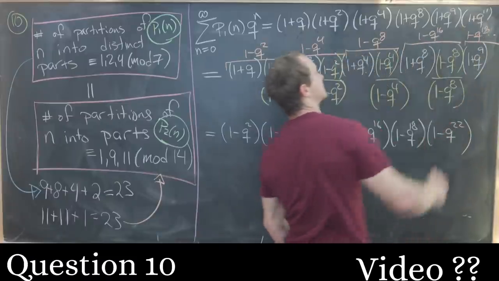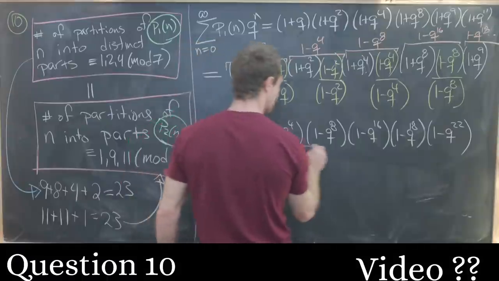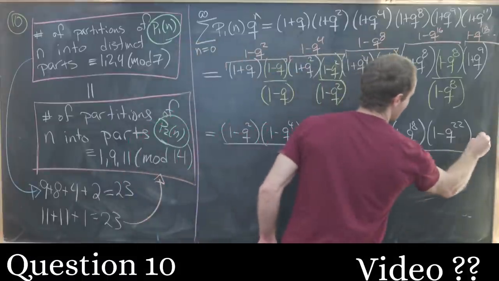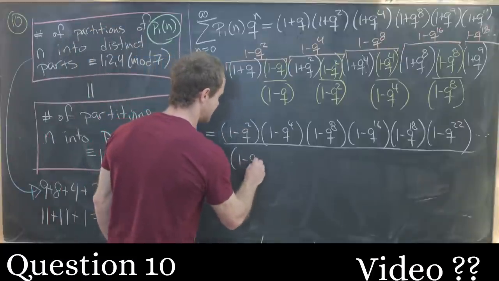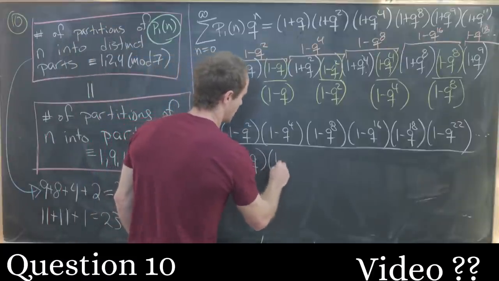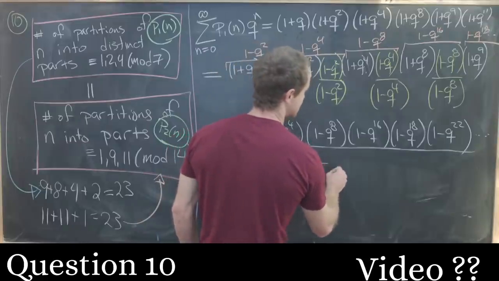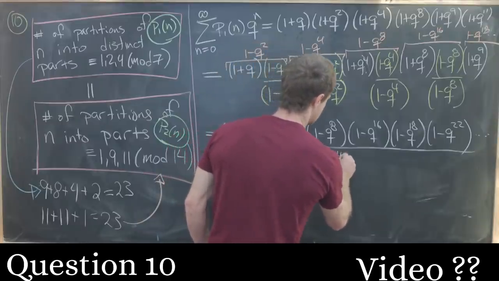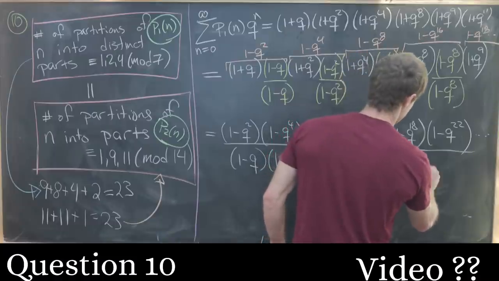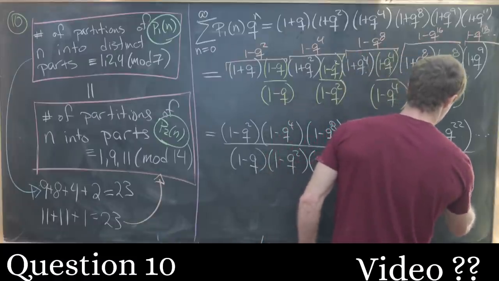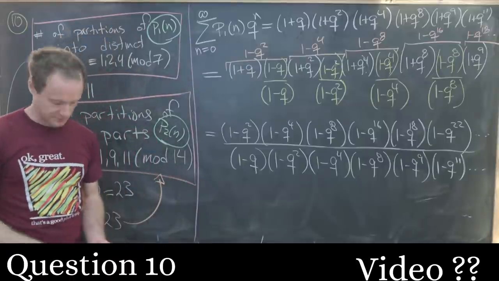Because it'll be related to multiplying in 1 minus q to the 11 over 1 minus q to the 11. Okay. Then what do we have in the denominator? And that goes on forever. Then in the denominator, we have 1 minus q, 1 minus q squared, 1 minus q to the 4th, 1 minus q to the 8, 1 minus q to the 9, 1 minus q to the 11 will be the next one. And then so on and so forth.